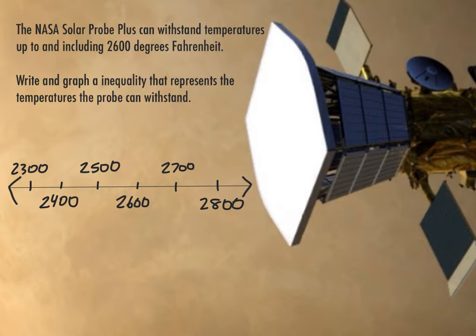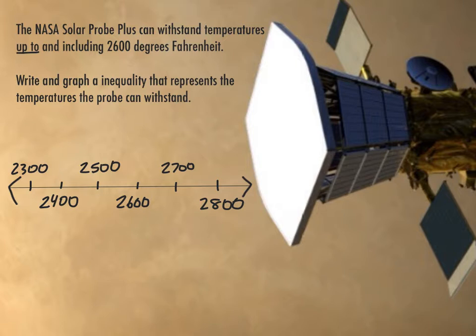Probe plus can withstand temperatures up to and including 2600 degrees. So we're going to write an inequality and then we're going to graph it. So if we're writing that, let's think about it. What about the temperatures? Well, it can be 2600 degrees. Can it be more? No, because it says up to, but it could be below, right?